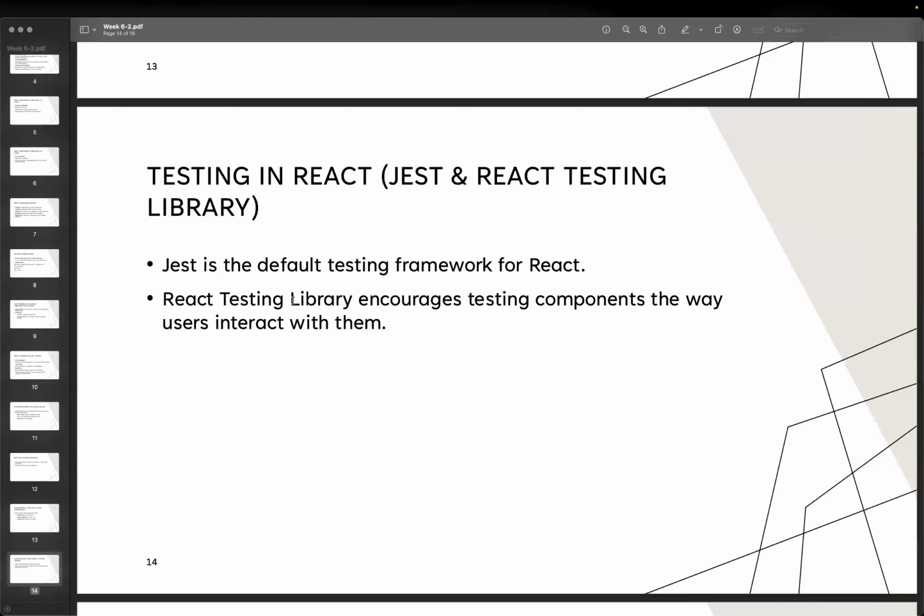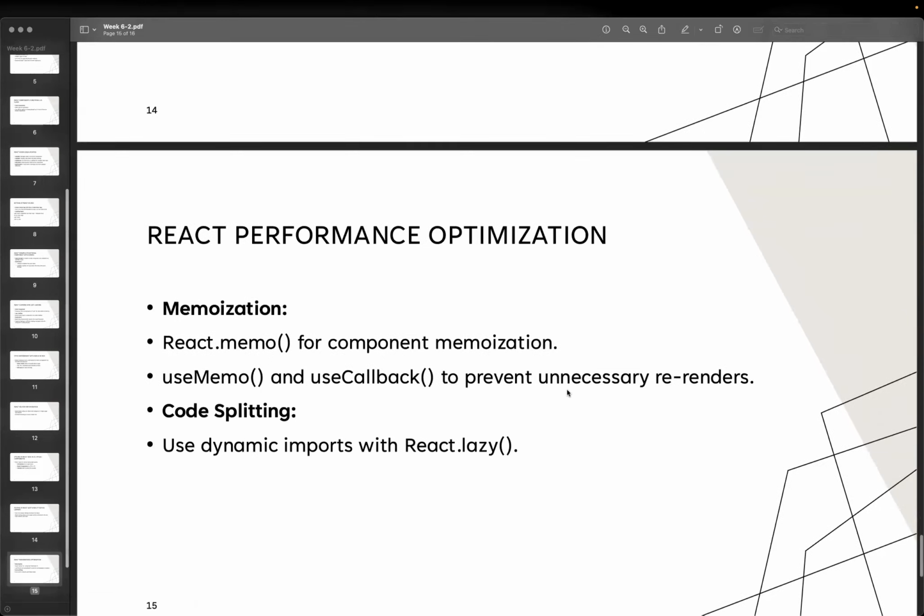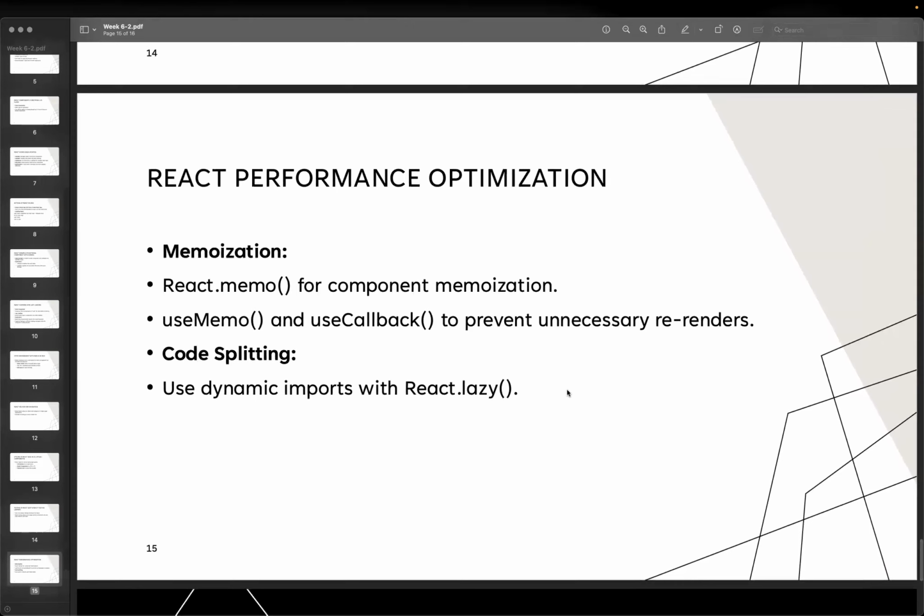So that's why. And for the React Testing Library, it encourages testing components the way users interact with them, so it's easier to check. And also we have memoization, the last part, so it can optimize performance. Okay, we have memo, which is used for component memoization, and also useCallback. So we can prevent some unnecessary renders. Like we can use useCallback and try to use the dynamic import for React.lazy, so it can load dynamically when we need it.